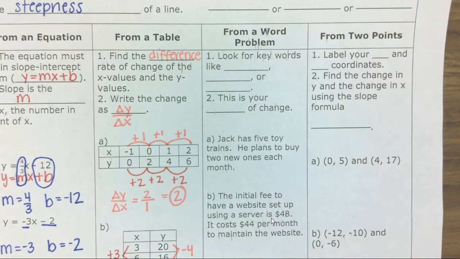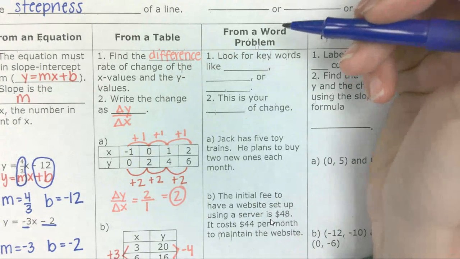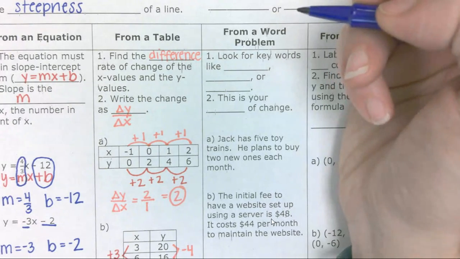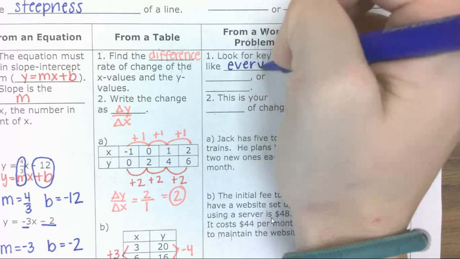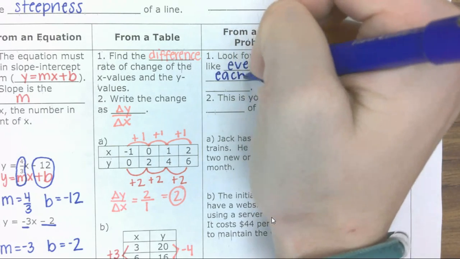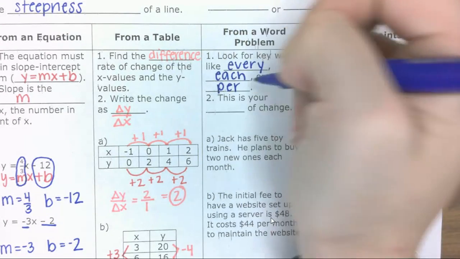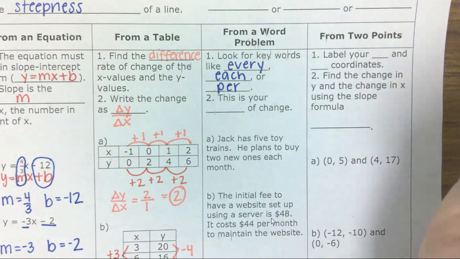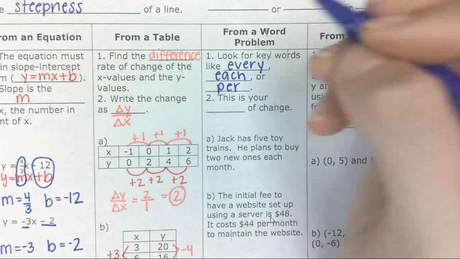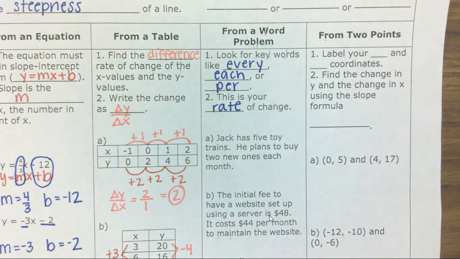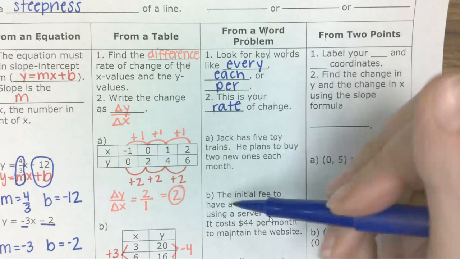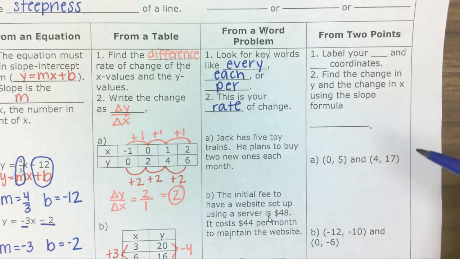The last two we have is from a word problem and from 2 points. Now, from a word problem, there are some key terms that you can look for. Popular things to identify the slope are words like every, each, or per. And if you think about those words, if I say every minute, each minute, per minute, okay, those are rates of change. So when I'm reading this problem, I'm looking to identify the rate of change.